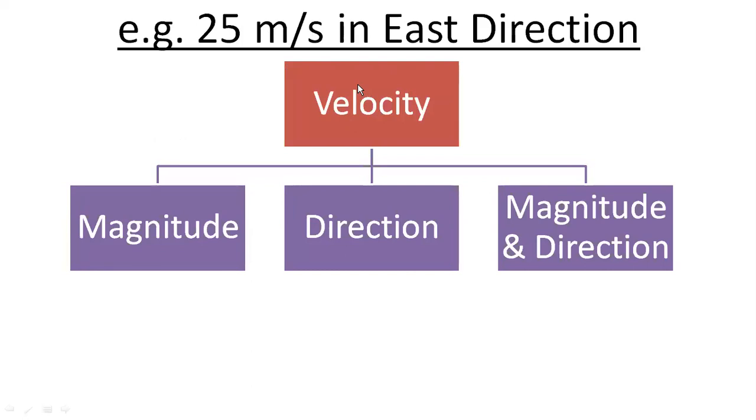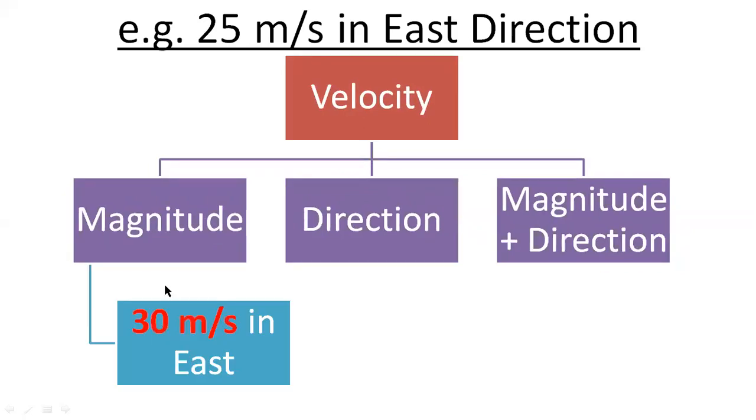Now, if I want to change this velocity, you already know velocity is a vector quantity, which means it has magnitude and direction. You can change it in three ways: change just the magnitude, or change the direction, or change both. For example, if I just change the magnitude, I am changing 25 to 30. I have not changed direction, I have kept it east only: 30 meter per second in east.